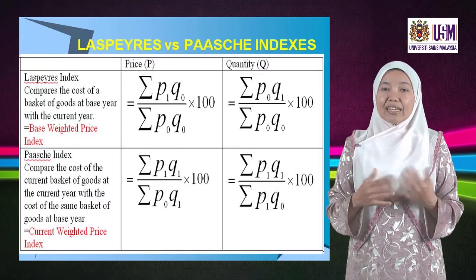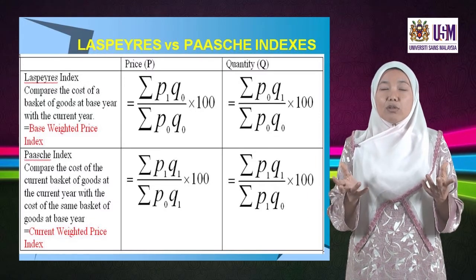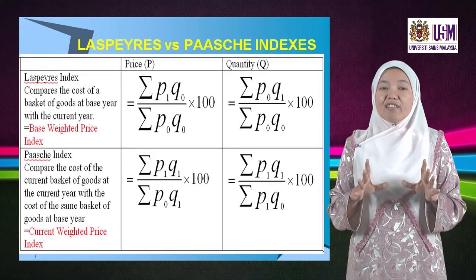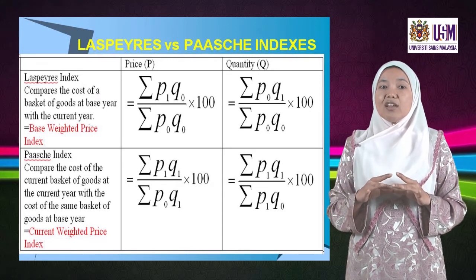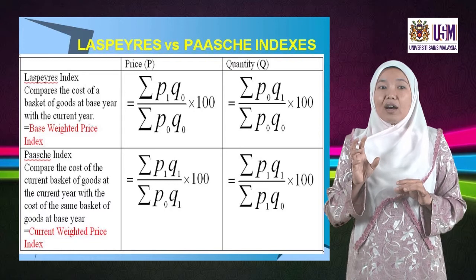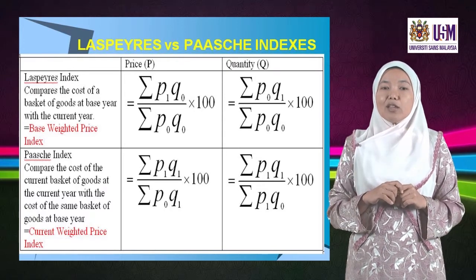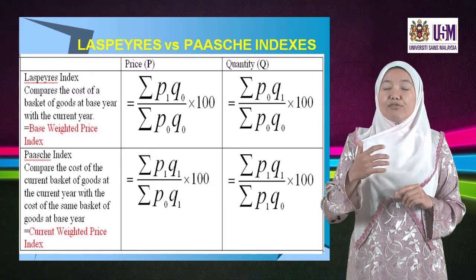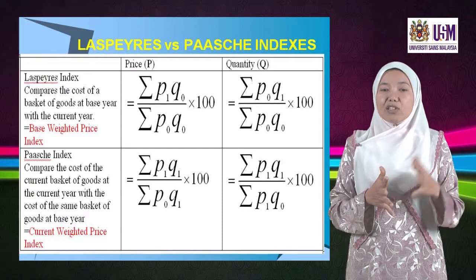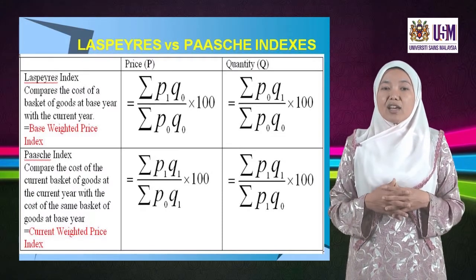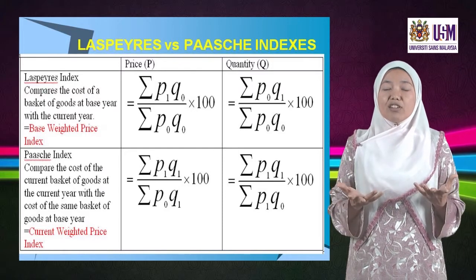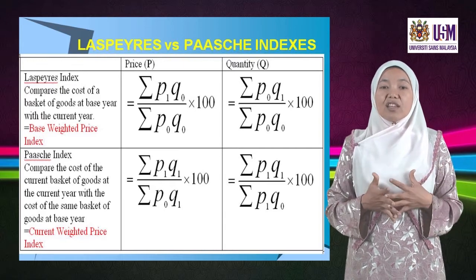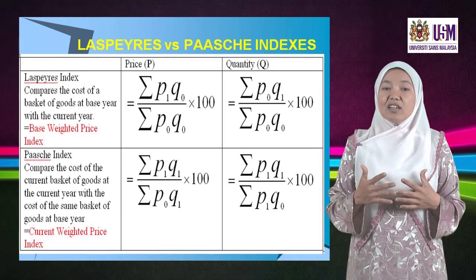Now we move on to the second type of index number, basically what we call the Paasche index. So the Paasche index, by definition, we are comparing the cost of the current basket of goods. In this case, we are talking about the Paasche price index. Again, we are looking at percentage change in price. If you look at the formula now, the middle column for the Paasche price index, we are measuring P1, price of current year, over price of base year. And for each numerator and denominator, you multiply with the current year quantity.